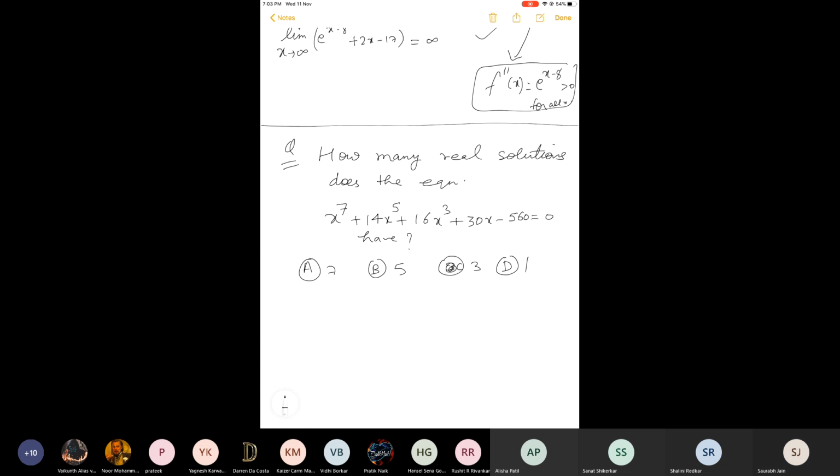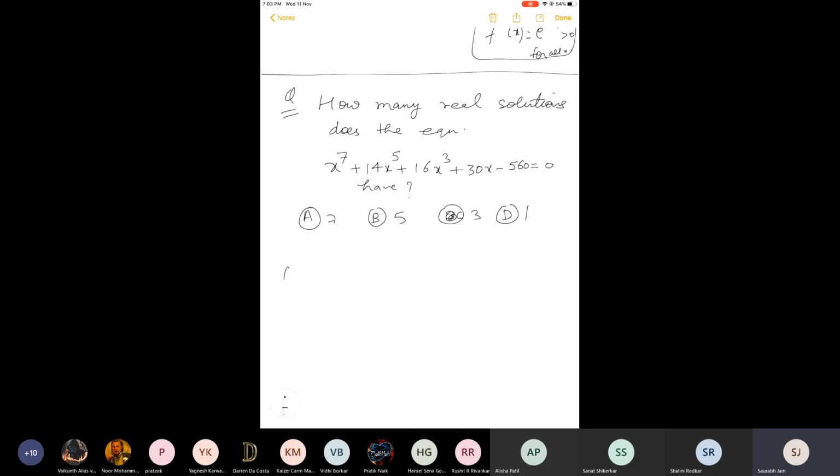Okay. Now, let me tell you how to proceed. If you are thinking that you will solve this equation and get all the roots, then forget about it. No one solves a 7-degree equation ever. Then why are they asking about the number of real solutions? Because we have studied application of derivatives.